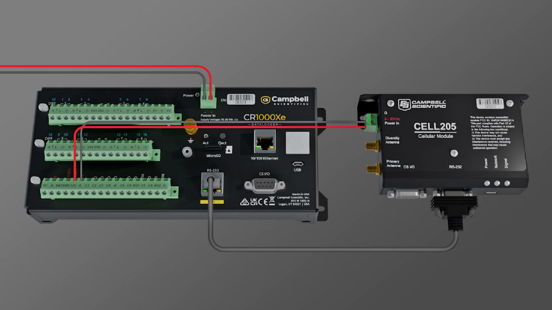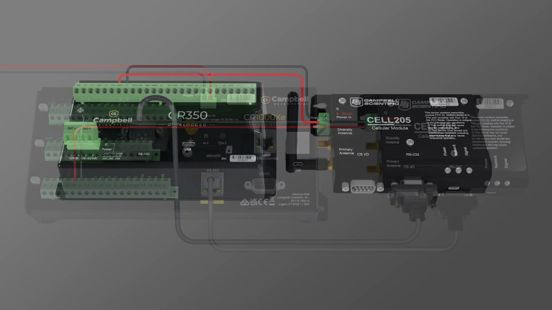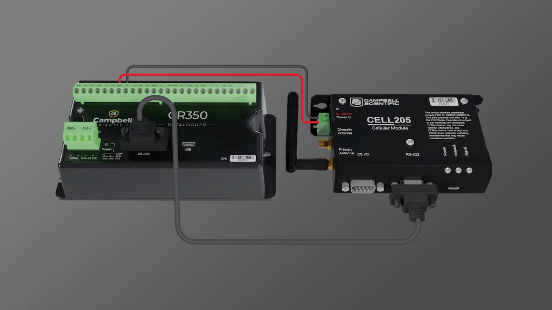For LoggerNet Series, CR6, and CR1000X data loggers, the 9-pin RS-232 port on the CELL200 Series modem is connected to the RS-232 CPI port on the data logger using a CPI to RS-232 data cable. For CR300 Series data loggers, a 9-pin male-to-male RS-232 null modem cable is connected between the RS-232 port on the CELL200 Series and the 9-pin RS-232 port on the data logger.